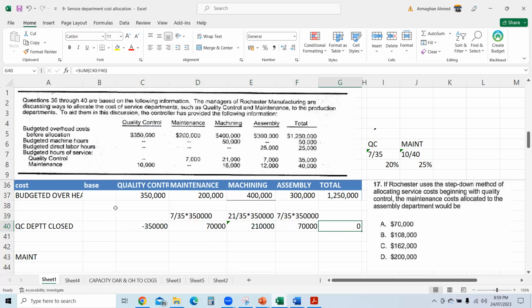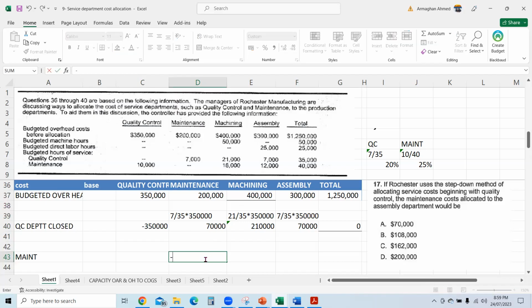Now, which one do we have to close next? Maintenance. How much cost do we have to allocate? 270,000. So 200 plus 70 we received from quality control, right? 270. So I'll do minus 270,000 here.